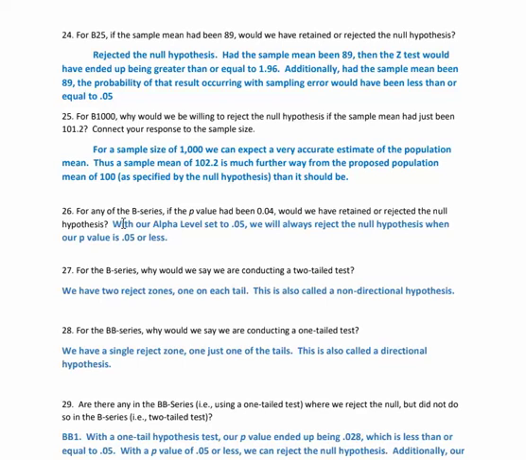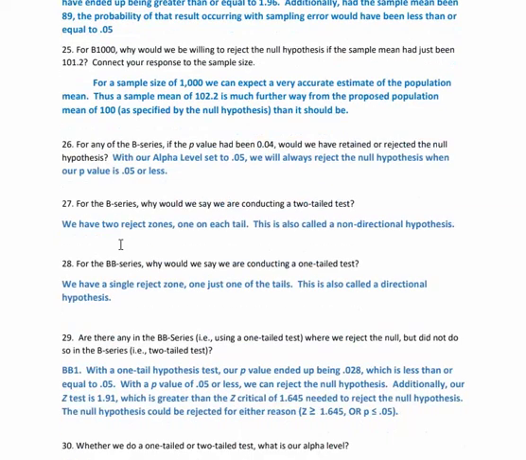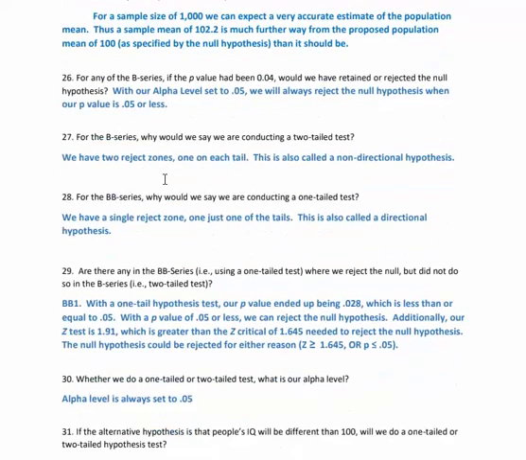Number 26, for any of the B series, if the p-value had been 0.04, would we have retained or rejected the null hypothesis? And the answer is, with our alpha level set to 0.05, we'll always reject the null hypothesis when our p-value is 0.05 or less. And in our course, we'll always have alpha set to 0.05, so as long as p-value is 0.05 or less, we reject it.